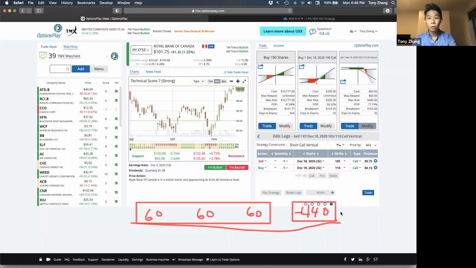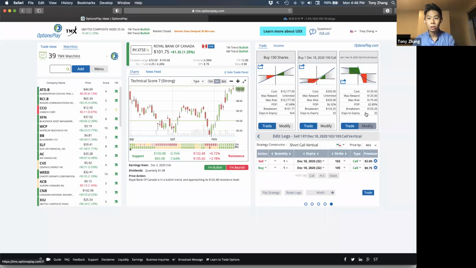You have to also look at what your risk to reward ratio is here. So this is 62% of the time, right? So that's 6 out of 10 times I make money. But if I make $125 6 out of the 10 times and lose $175 the other 4 out of 10 times, that is much closer to breaking even. The other one wasn't even close.